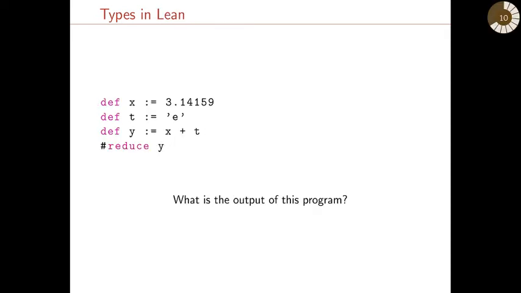Finally, we look at an approximation of the same program in Lean. We define x to be 3.14159, t to be the character e, and y to be the sum of the two. What do you think the output of this program will be? Give you some time. You can try it on your own computer.